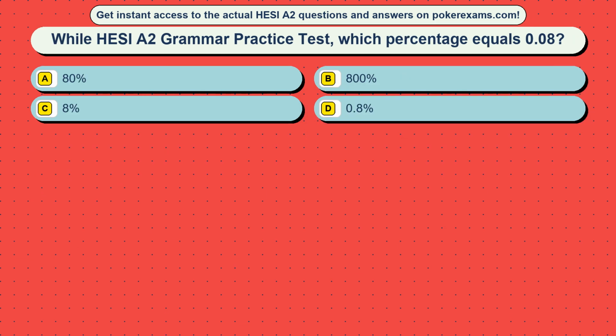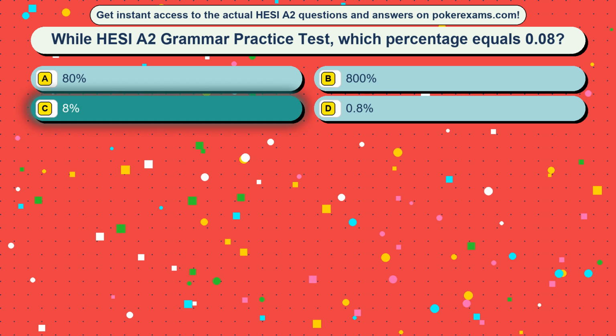Question 27. While HESI A2 grammar practice test, which percentage equals 0.08? Option A, 80%. Option B, 800%. Option C, 8%. Option D, 0.8%. The correct answer is option C, 8%.